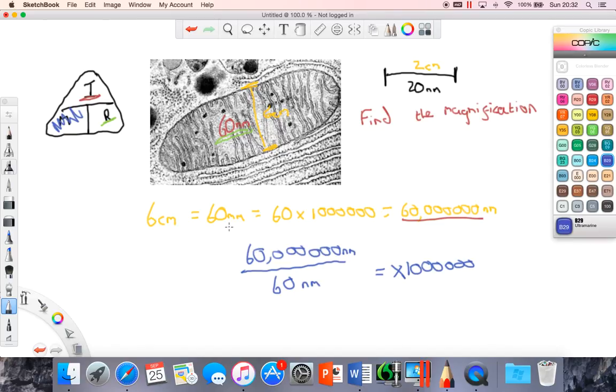Convert your centimeters, your millimeters, into whatever units are being used. So if they give the scale bar in nanometers, you work it out in nanometers. If they tell you micrometers, you work it out in micrometers. And just follow the steps in order to get what's left.